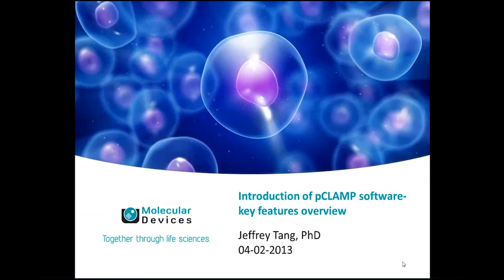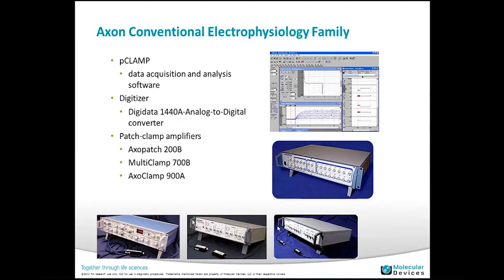So my part is talking about the introduction of pCLAMP software. This slide shows all the products in the Axon Conventional Electrophysiology family. We have the pCLAMP software, which is a data acquisition and analysis software, and we have the Digidata 1440, which is an analog-to-digital converter. We have three types of amplifiers: Axopatch 200B, MultiClamp 700B, and Axoclamp 900A for different recording applications.